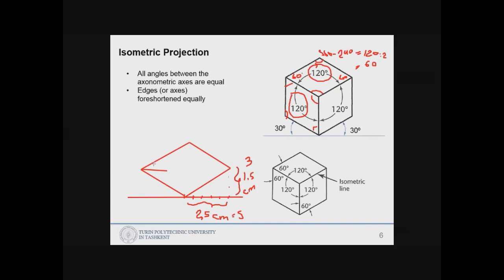And a circle also looks like an oval. We call it an isometric oval. The oval will be inside of this rhombus. So to draw the isometric oval, you first need to draw this kind of rhombus, and then inside of this you can draw your oval.